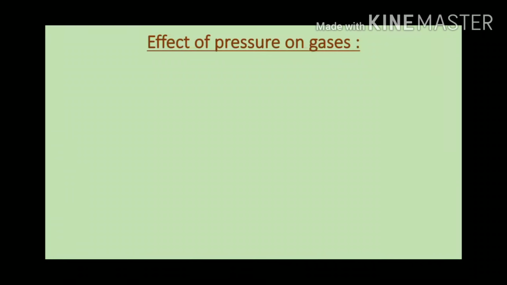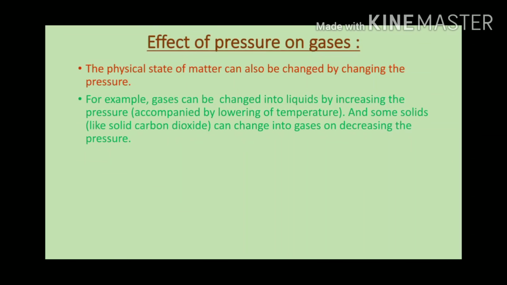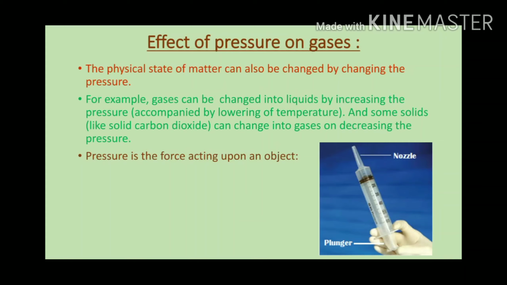Effect of pressure on gases. The physical state of matter can also be changed by changing the pressure. For example, gases can be changed into liquids by increasing the pressure, accompanied by lowering of temperature. And some solids, like solid carbon dioxide, can change into gases on decreasing the pressure. Pressure is a force acting upon an object.